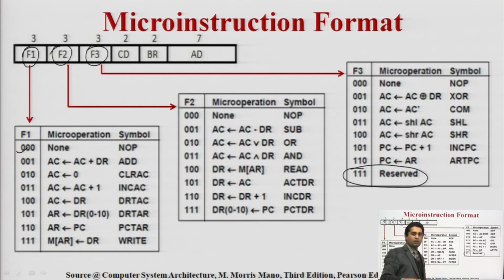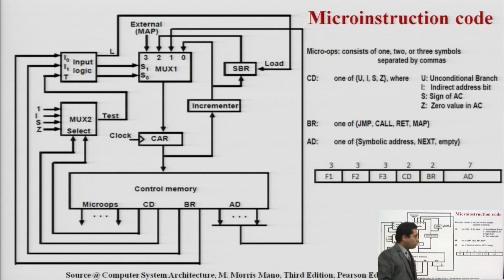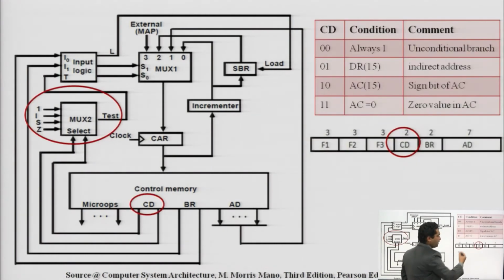Out of these, 3 can run in parallel. So this is all about the micro operations. These all are the micro operation codes. What is next? The next column says about the conditions. Now if I magnify on this CD, this CD says the condition.